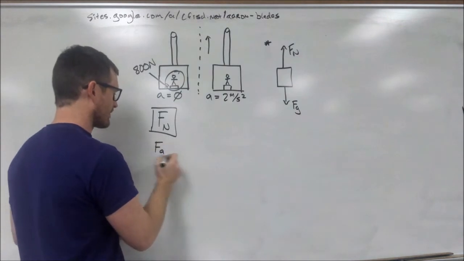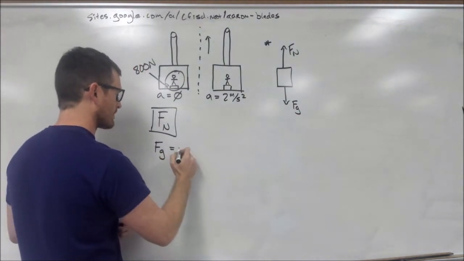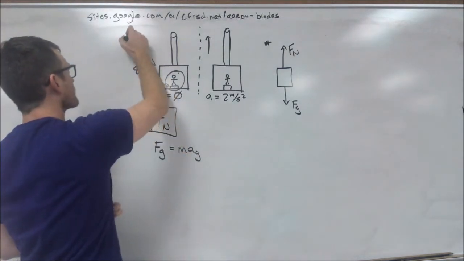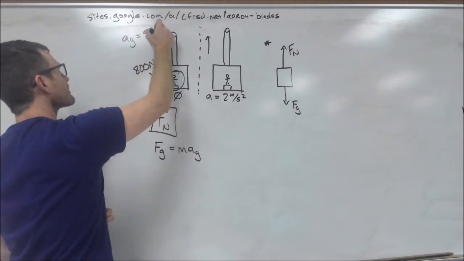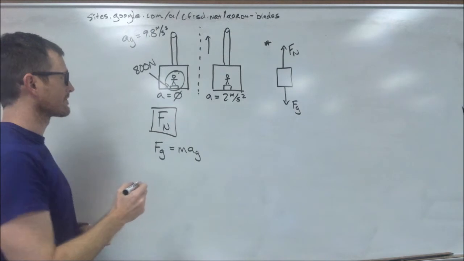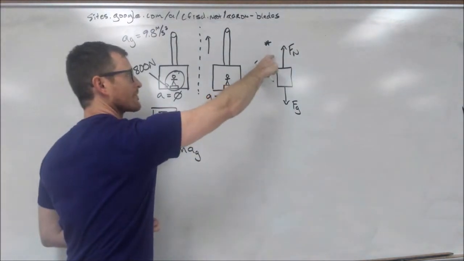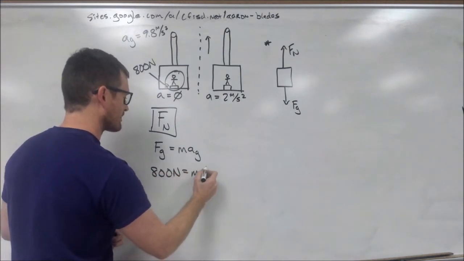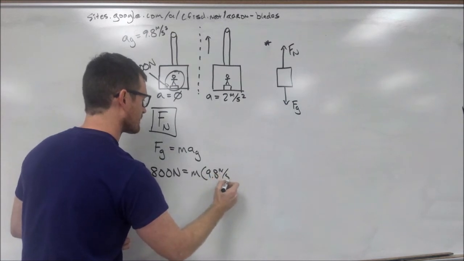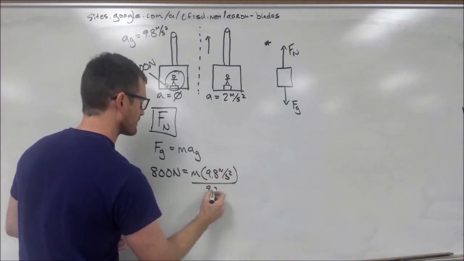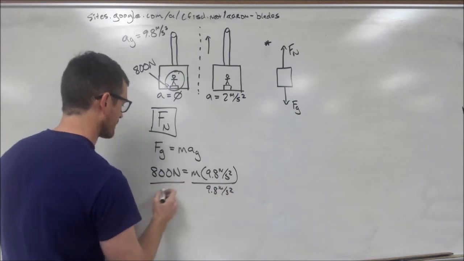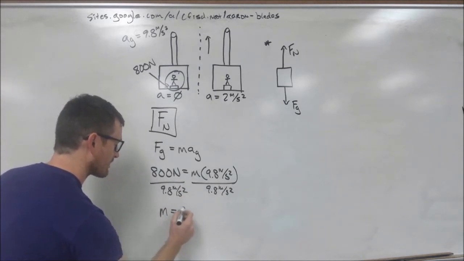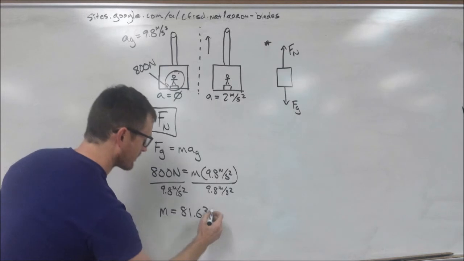Next, it asks us for the person's mass. That is most easily solved for using our equation Fg is equal to mass times the acceleration due to gravity. We know our force of gravity, and we know our acceleration. So we're able to plug those into our equation, where 800 is our force of gravity. 800 is equal to our mass, whatever that is, times 9.8 meters per second squared. That's the acceleration due to gravity. We divide both sides by 9.8 meters per second squared, and we solve for a mass of 81.63 kilograms.